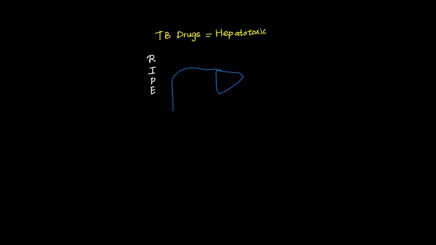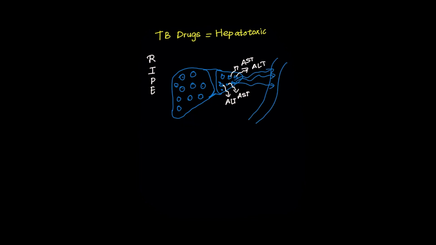All TB medications, remember the acronym RIPE: rifampin, INH, pyrazinamide and ethambutol, are processed by the liver and can cause hepatocellular damage. When liver cells are damaged, they release their contents, including the enzymes AST and ALT, into the bloodstream. These transaminases specifically indicate liver cell injury, making them the gold standard for monitoring drug-induced hepatotoxicity.